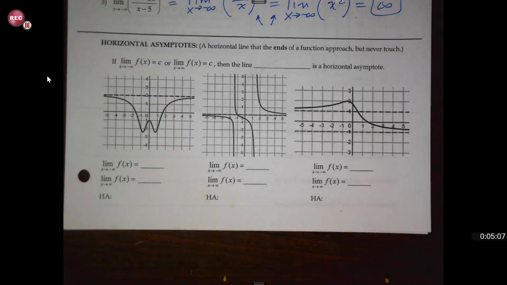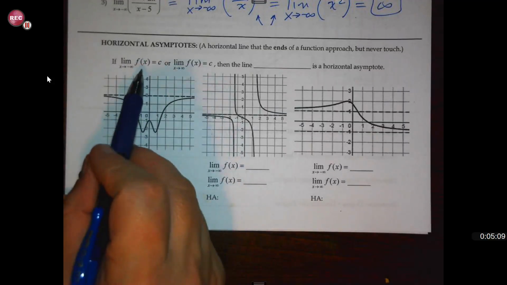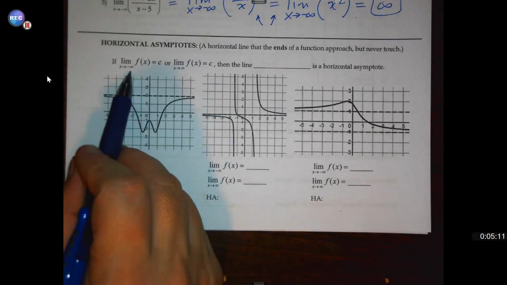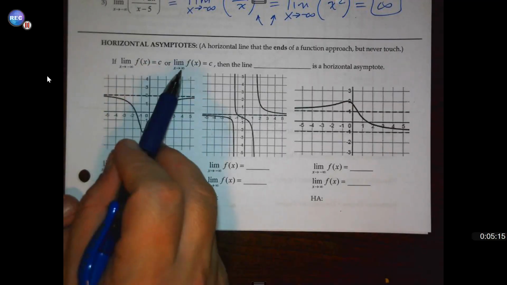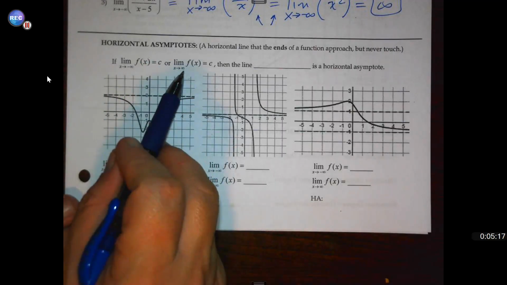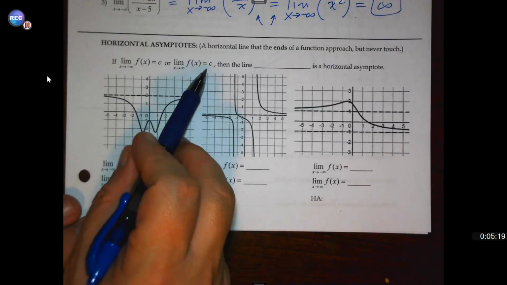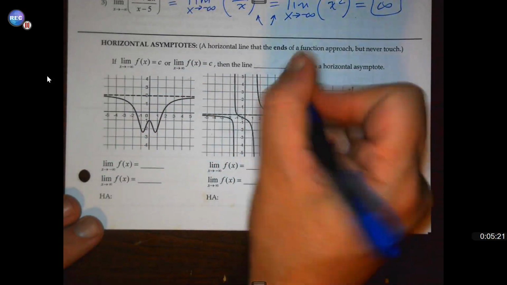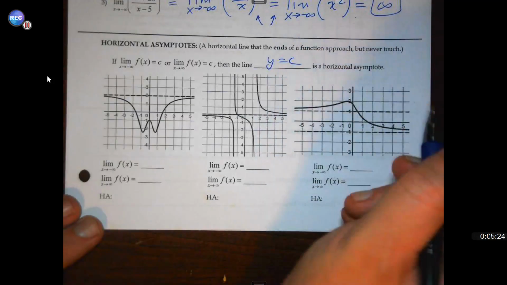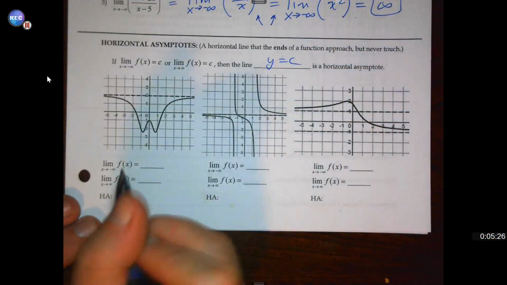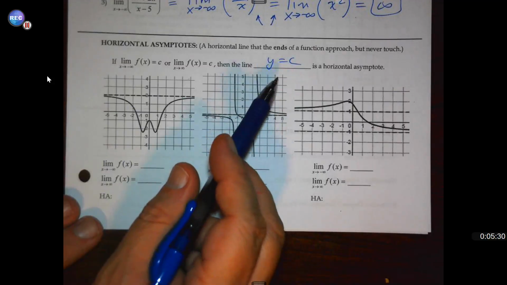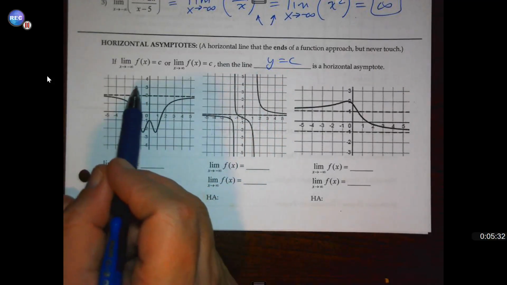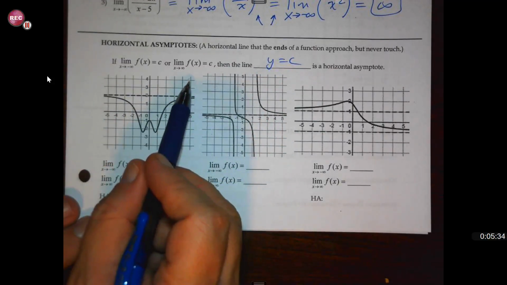So in terms of limits, if we have the limit of a function f of x as x goes to negative infinity equaling c, or the limit of that function as x goes to positive infinity also equaling c, then we could say that the line y equals c is a horizontal asymptote for that function. So the horizontal asymptote equation is determined by the end behavior limits of our function.